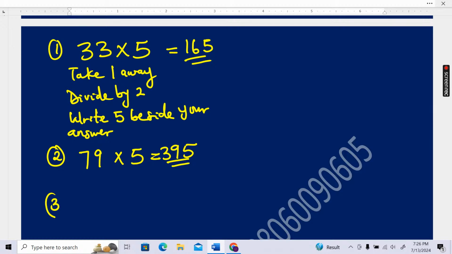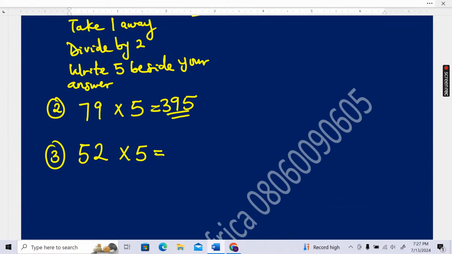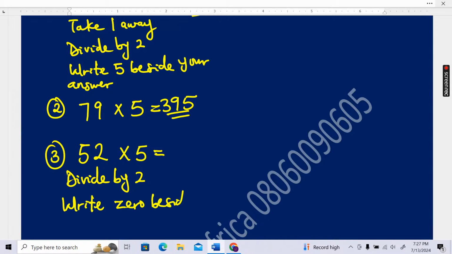How to multiply even numbers by 5 without using a calculator. 52 is an even number, so let's multiply by 5. So what is the rule? The rule is just to divide that number by 2, then write 0 beside the answer.